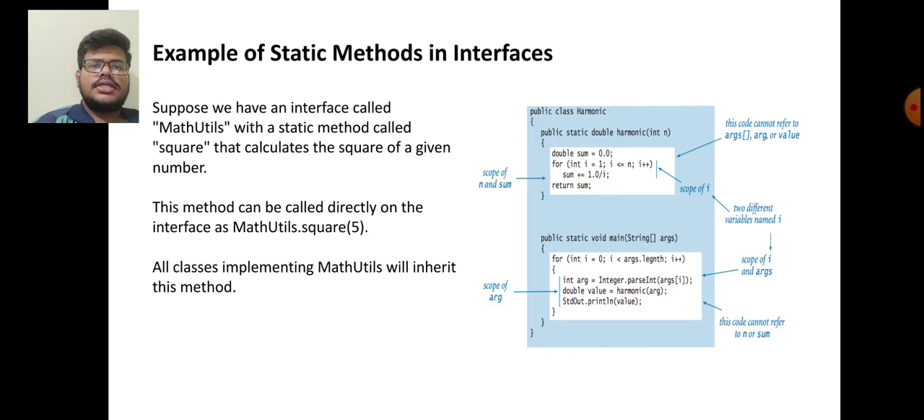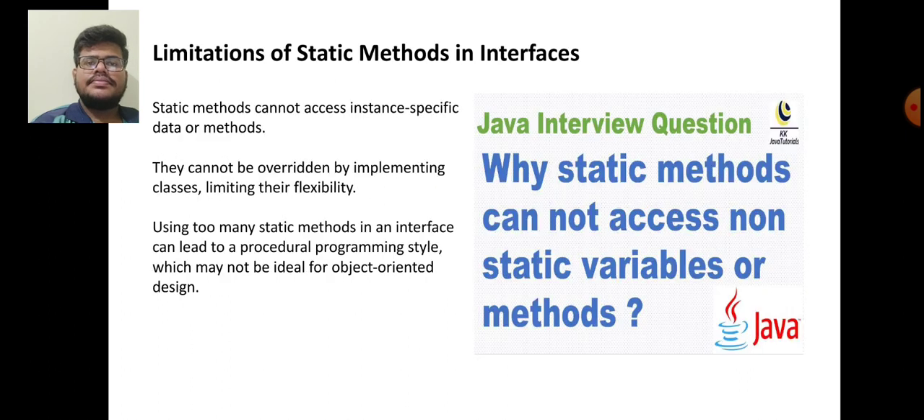Example of static methods in interface. Suppose we have an interface called MathUtils with a static method called square that calculates the square of a given number. This method can be called directly on the interface as MathUtils.square. All classes implementing MathUtils will inherit this method.